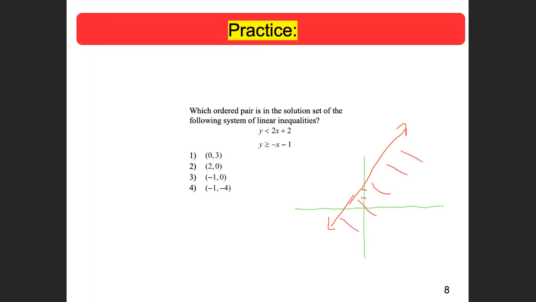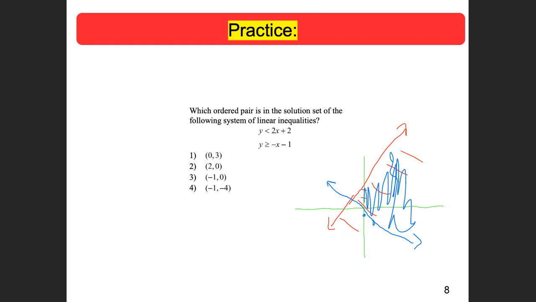And then negative 1, I'm going to change colors again. So negative 1 is about here, down 1 over 1. So my second line is going to look something like this. And it's going to be everything greater than. So it's going to look very similar to our last graph.